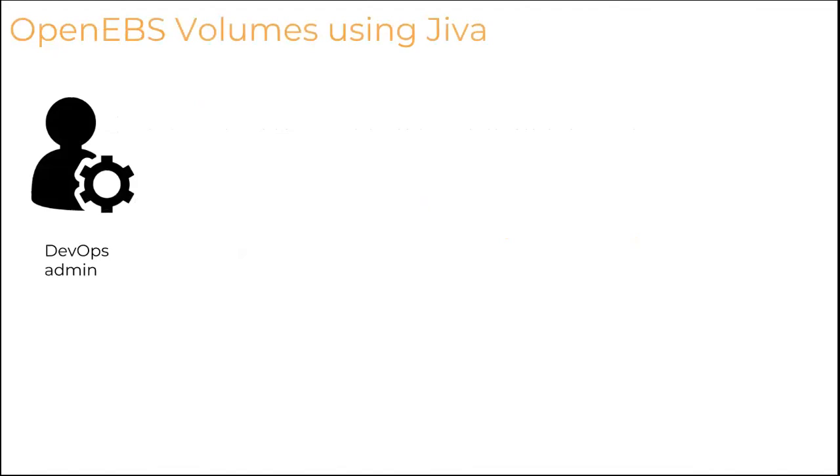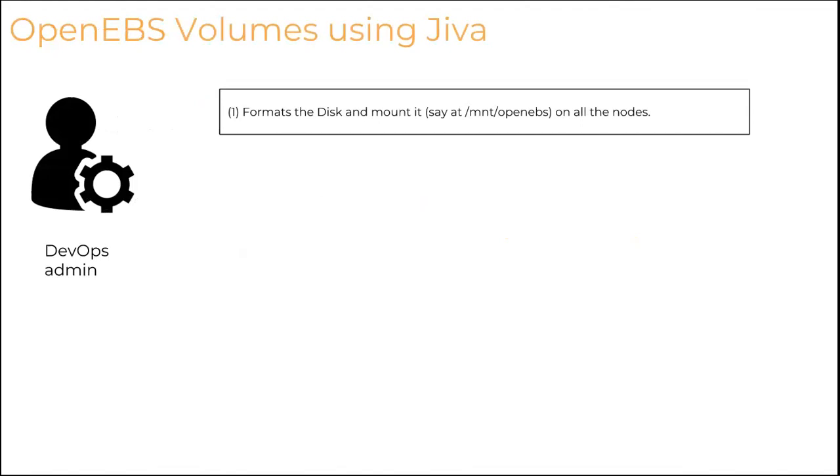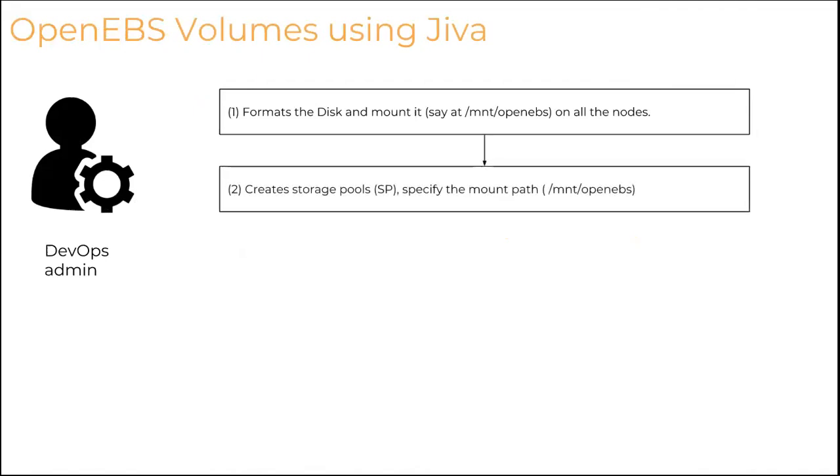Typically, a DevOps admin comes in and, on his Kubernetes node, if there are any additional disks attached to that node, he will have to format those disks and mount them into a location using the ext4 file system. Let's say he mounts it in /mnt/openebs, right? And then he creates a storage pool object by specifying that mount path that he created. One of the constraints is that this path of the storage pool has to be available on all the nodes with the 0.5 release.